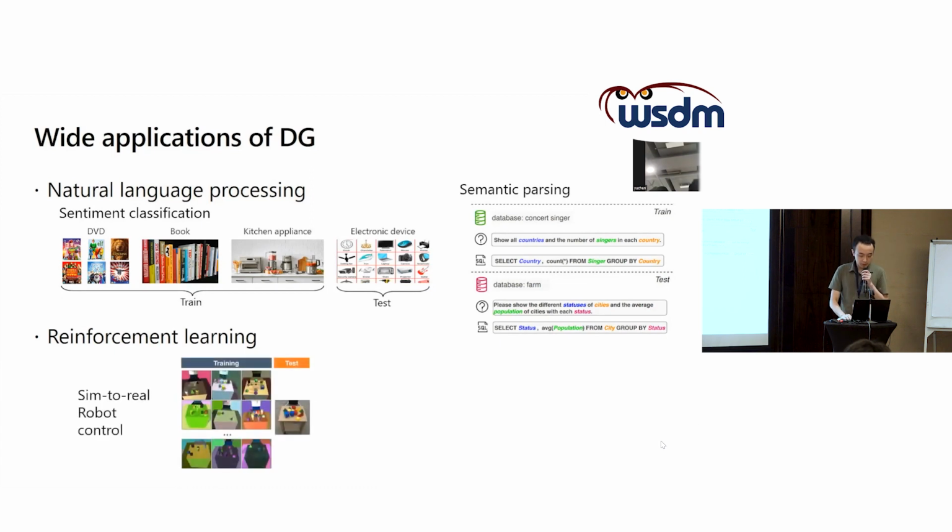The third one is reinforcement learning. One very exciting application of reinforcement learning is robot control. For robot control, we always want to use a synthetic dataset for training, and then apply the learning algorithms in the real world, which leads to the domain gap between the synthetic data and the real data. How to apply the idea of domain generalization to solve this kind of problem is also very popular nowadays.